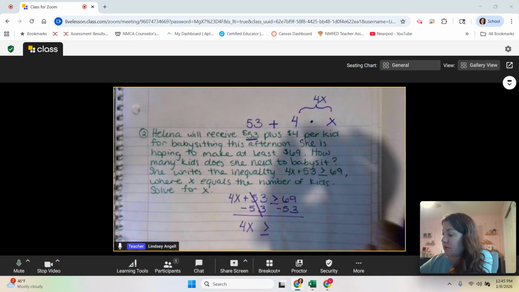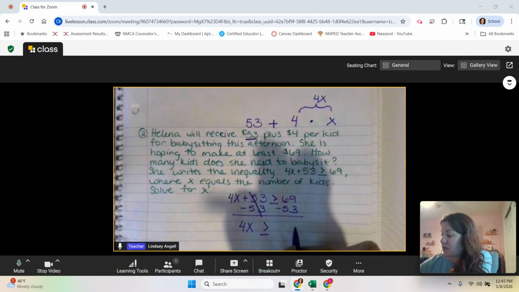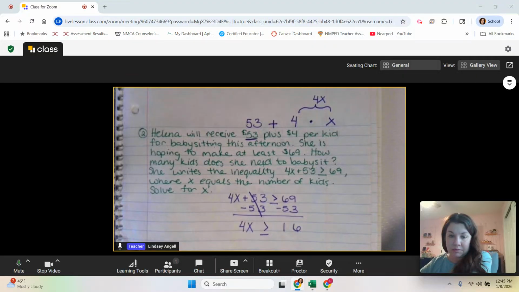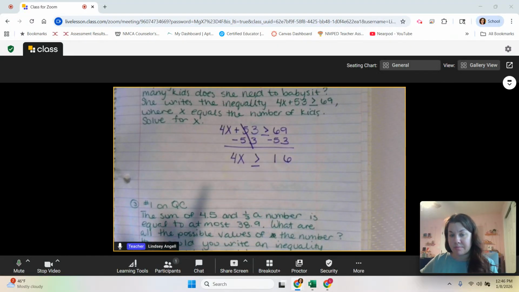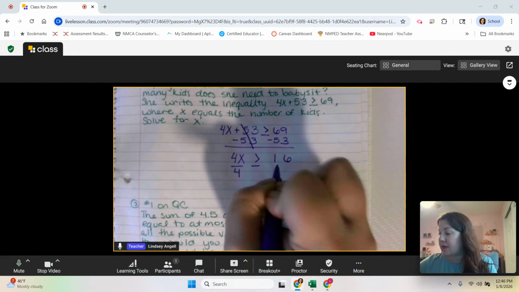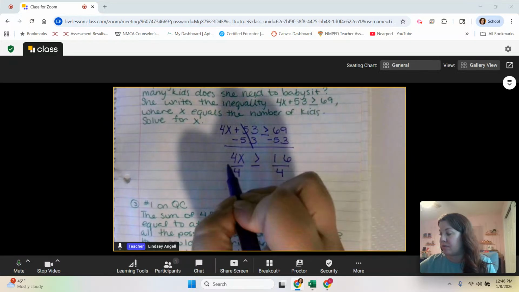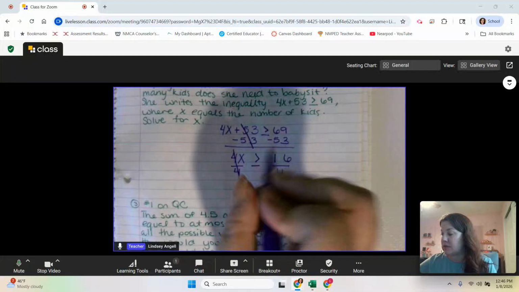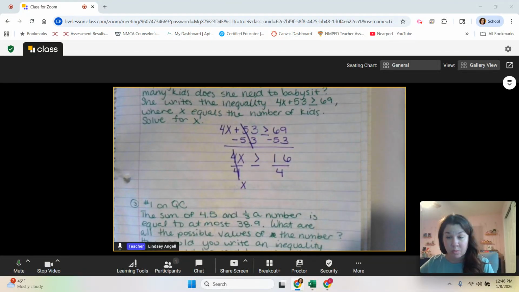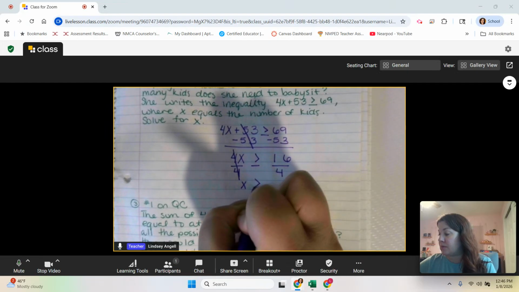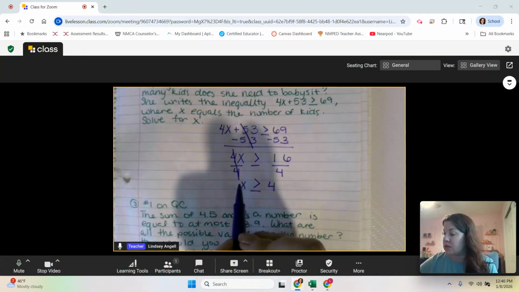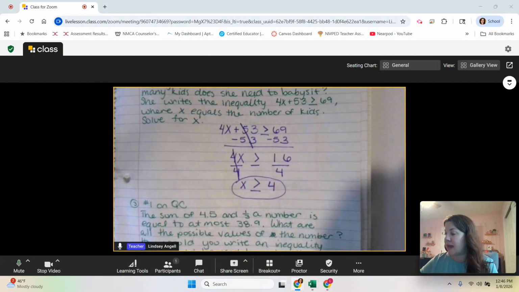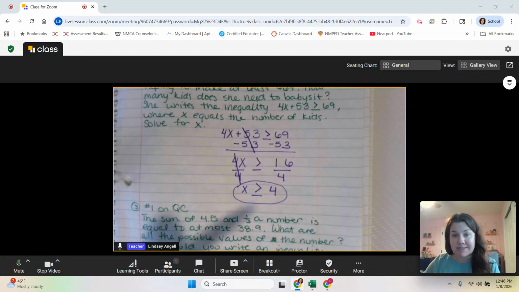All right, bring your symbol down, and then 69 minus 53, let's see, we've got 16. Okay, now I'm multiplying in the problem, so to get rid of it, I'm going to divide. Whatever I do to one side, I have to do to the other. 4 divided by 4 is 1, so those cancel, and we're left with just x, or 1x, on the left. Symbol stays the same. And then 16 divided by 4 is 4. So what that tells us is that Helena needs to babysit at least 4 kids to meet her goal.